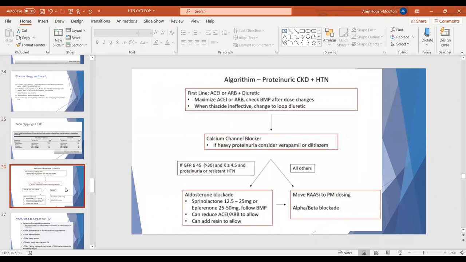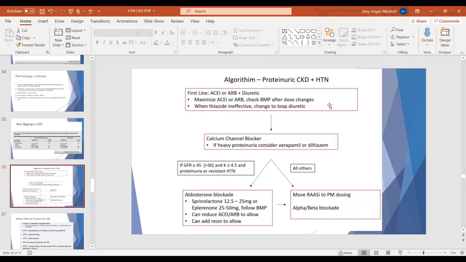Here's an algorithm for a proteinuria chronic kidney disease patient with high blood pressure. You'd first prescribe an ACE or an ARB, again, not both. You might start with a diuretic. I'm telling you this because it depends on the person's blood pressure and who's in front of you. It's not like saying, oh, you've got a cardiac stent and you've got to be on Plavix for a year. It's not as dogmatic. You've got to deal with what's in front of you.